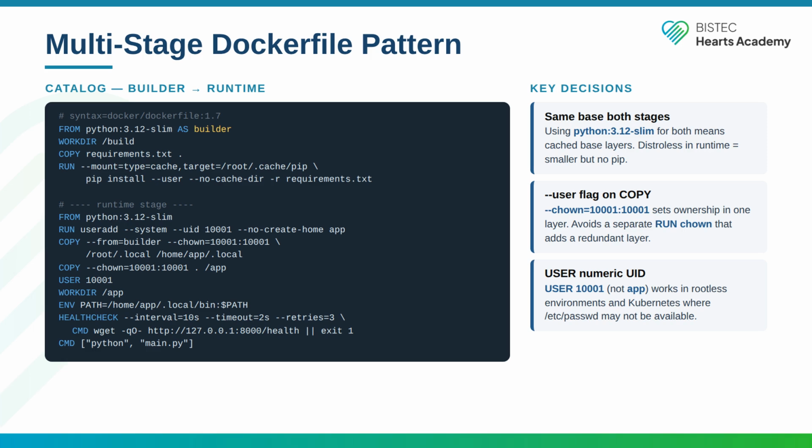The result, catalog goes from 2 gigabytes to 187 megabytes. Storefront with a node build stage plus nginx runtime goes from 900 megabytes to 64 megabytes. That's not a tuning improvement, that's a category change.